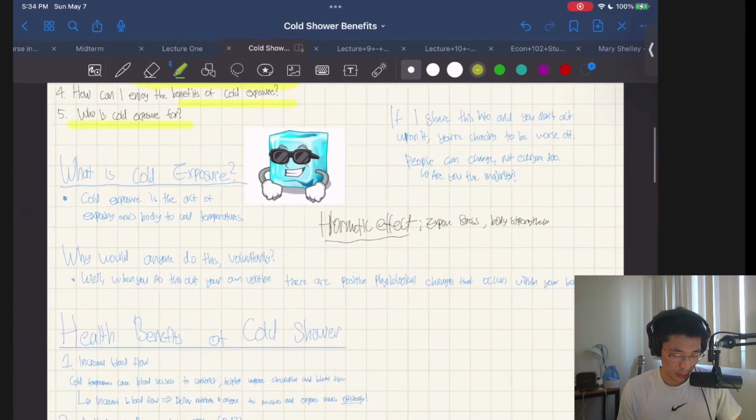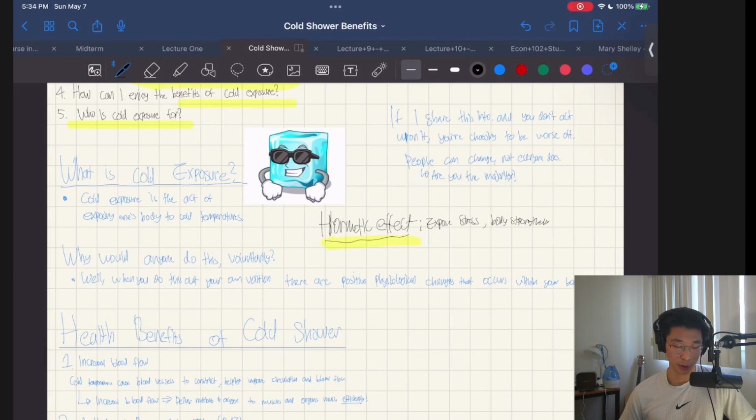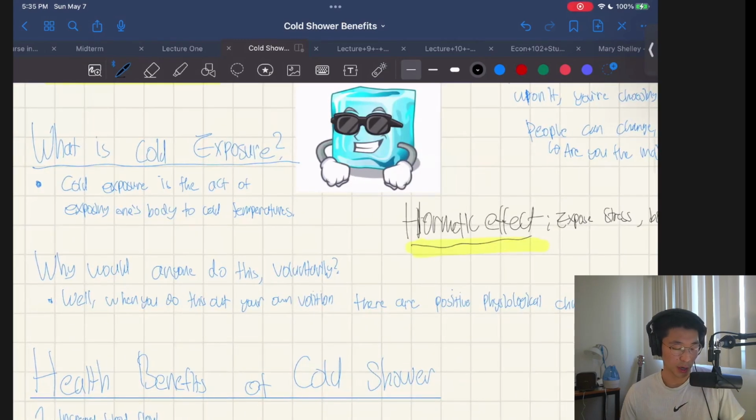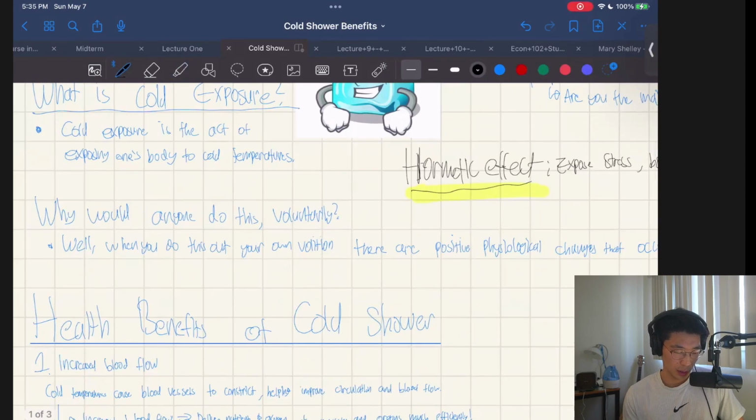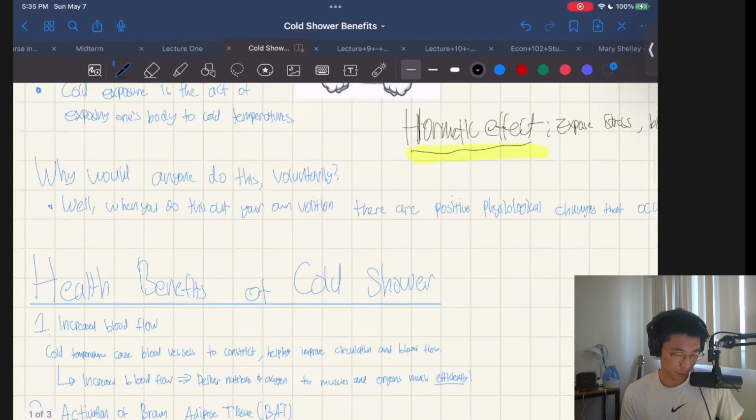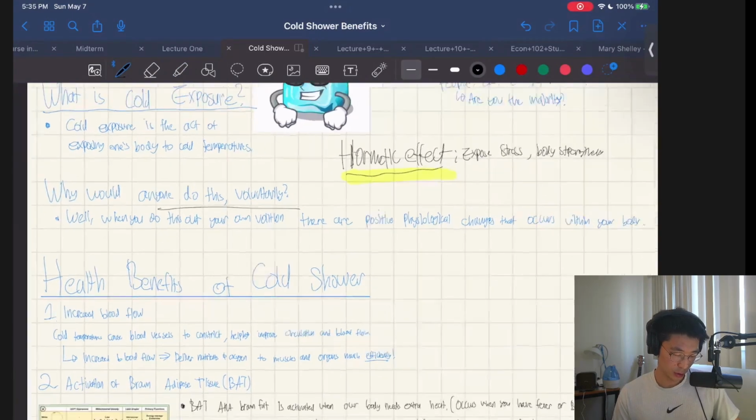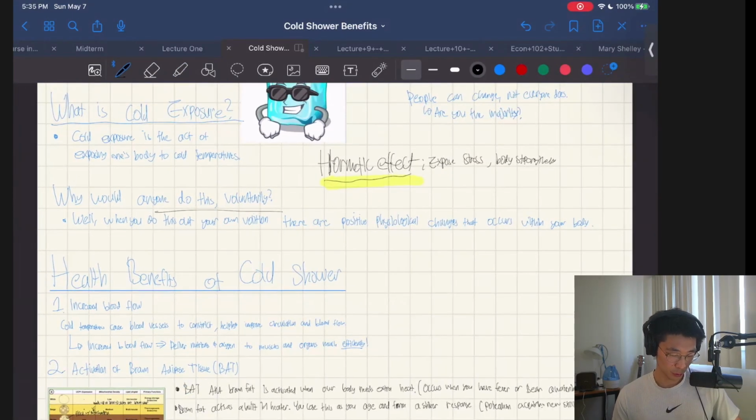I also wanted to talk about the hormetic effect, also called hormesis. This is when you expose your body to stress, your body actually strengthens based upon the stress level, and your body adapts to it and you receive some positive benefits. Cold exposure is related with hormesis. So why would anyone do this voluntarily? Well, when you do this action out of your own volition, there are positive physiological changes that occur within your body.